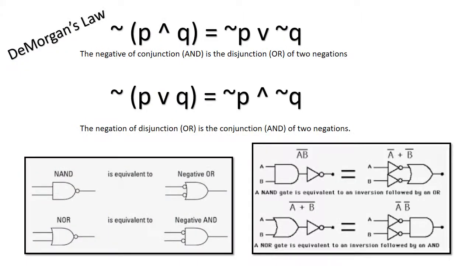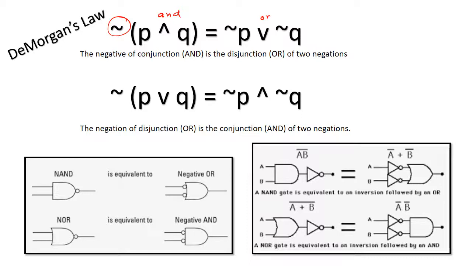DeMorgan's law is a little more involved, and it has to do with logic and Boolean algebra. It's also used with electronic circuitry. Now here you see the two parts of DeMorgan's law. Basically, it says the negation of a conjunction. So remember, conjunction means and, is the disjunction or the or connectors of two other negations.